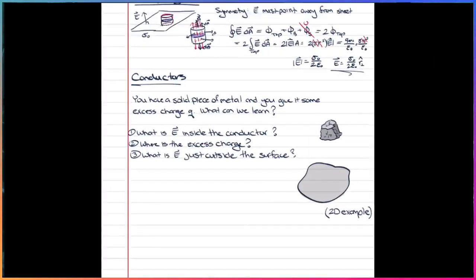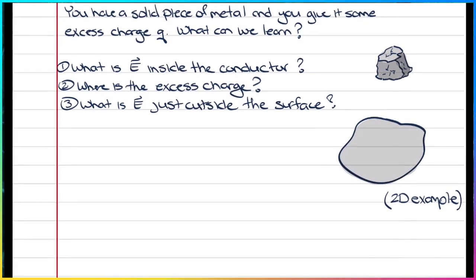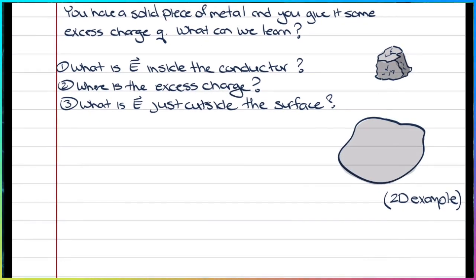Now let's actually use it to understand stuff about conductors. So let's start with a solid piece of metal. There's my 3D drawing of a chunk of metal, and you give it some excess charge. What can we learn? We could ask ourselves: what is E inside the conductor? Where is the excess charge? What is E just outside the surface? I'm going to use the 2D example, just because it's easier to draw.